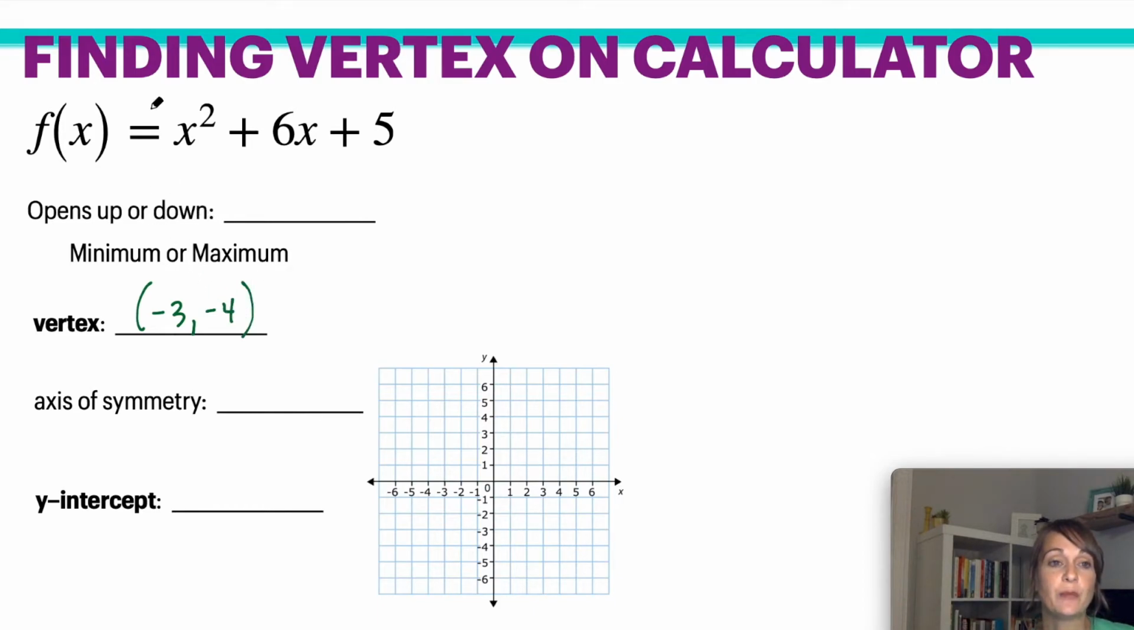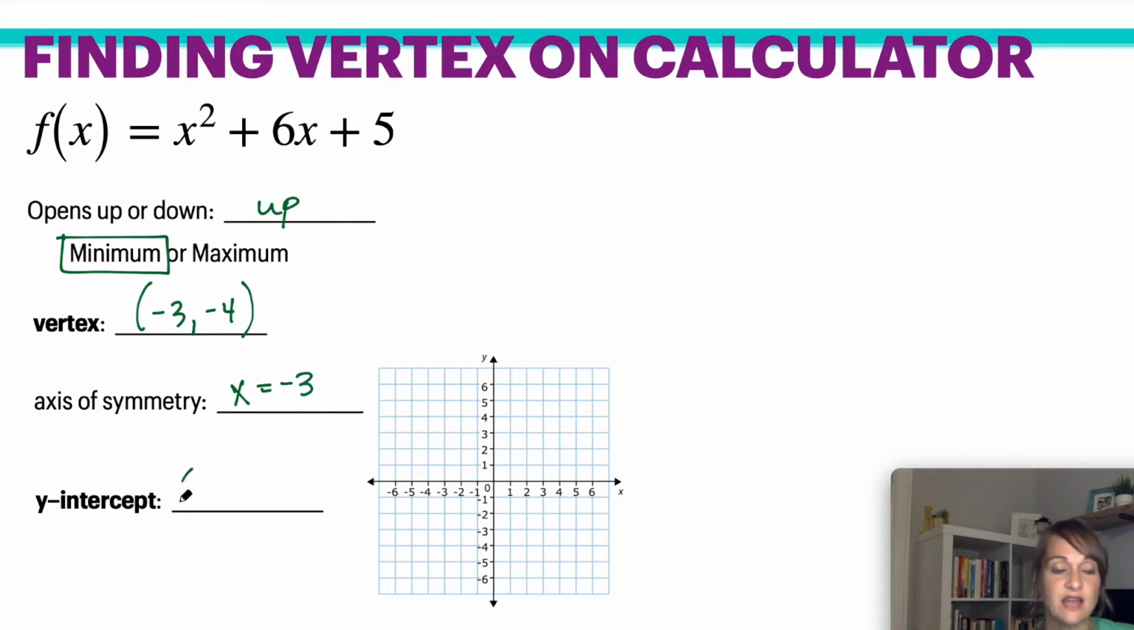Did it open up or down? Well, a is positive, which means it opens up, and that also means that it is a minimum. Again, when we graphed it, we found the lowest value, and so it is a minimum. The axis of symmetry is x equals our x value. Our x value is -3.